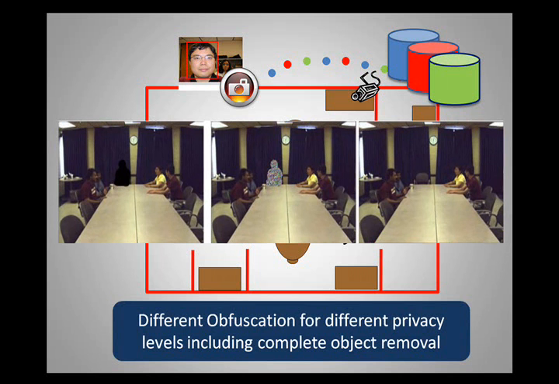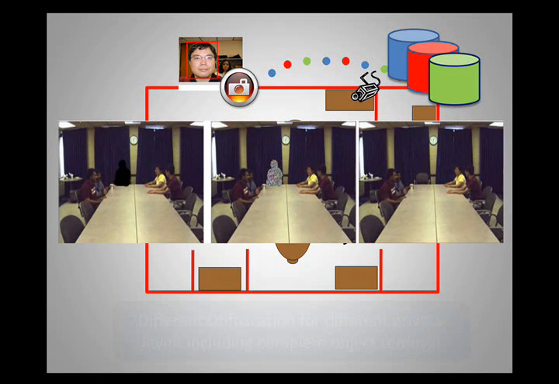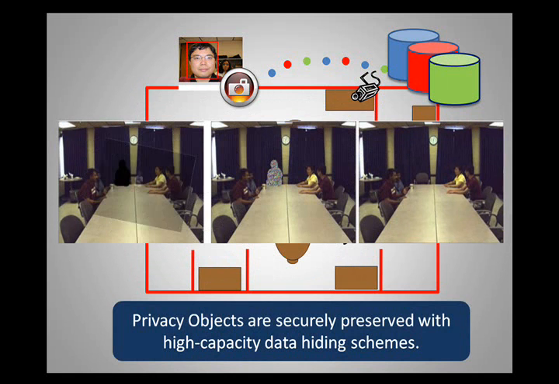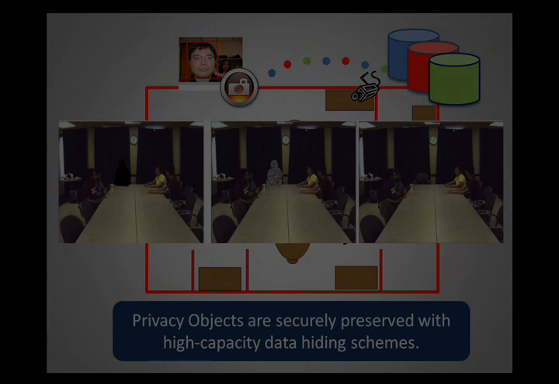It is important to know that we never destroy the original video surveillance footage. By using a high-capacity data hiding technique, the original image is securely embedded inside the original video and can be retrieved with a user-defined password. The data hiding scheme also produces a single video in standard compression format, so no special system is needed to store or view the video.